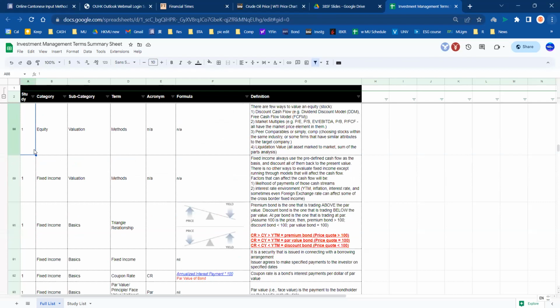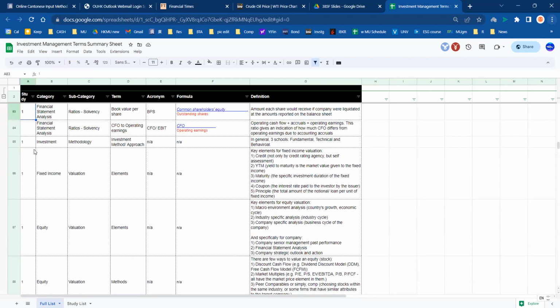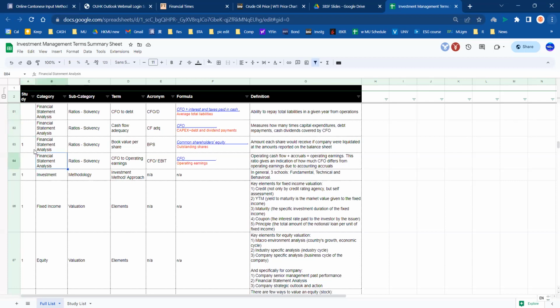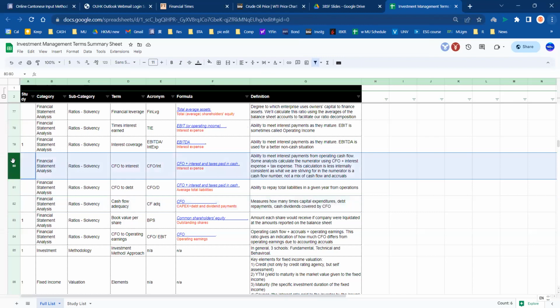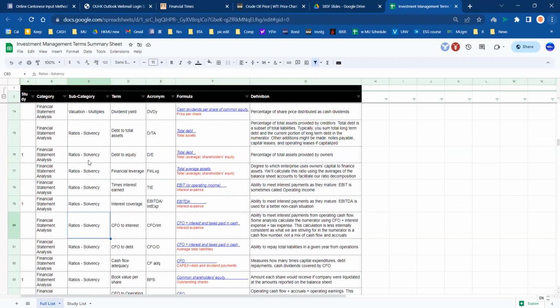I know the Excel file I sent you is a little bit weird, but try to go with the Google Sheet here because the row is much better. Do you need to study solvency ratio? No, it is not marked as one. Do you need to study cash flow adequacy? No. Anything like this? No. EBITDA to interest expense? Yeah, you may want to remember this line, but again, most of the time, if there is any calculation involved, I will give the formula to you.